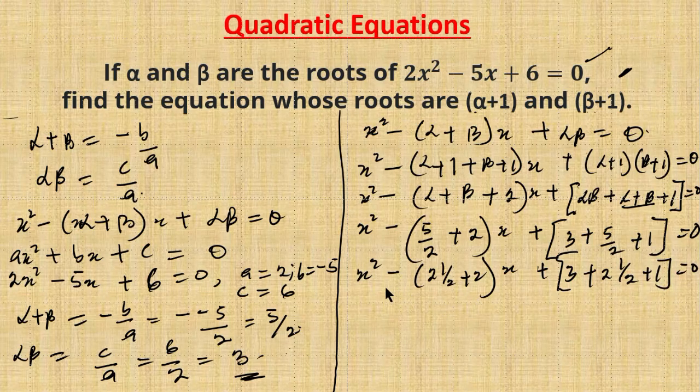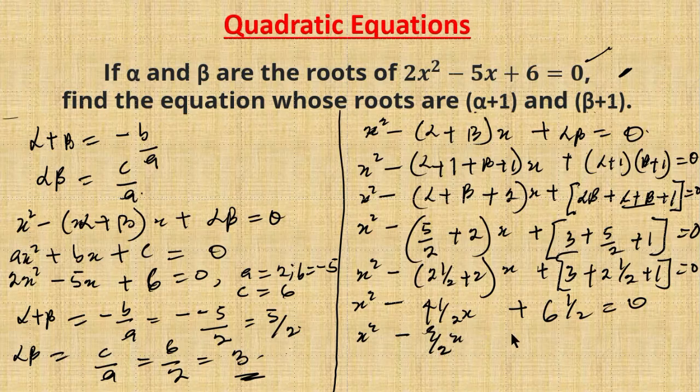So this is x squared now, minus (2.5 plus 2, that's 4.5) x plus (1 plus 3, that's 4, plus 2.5, that's 6.5) equals 0. So this is x squared now, minus 9 over 2 x plus 13 over 2 equals 0. Now we can multiply through by 2. That will be 2x squared minus 9x plus 13 equals 0.